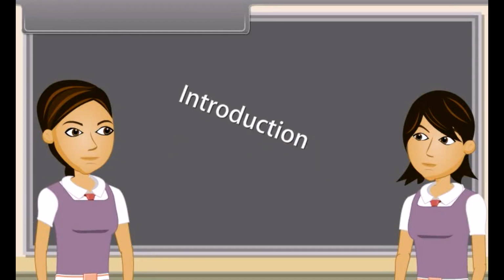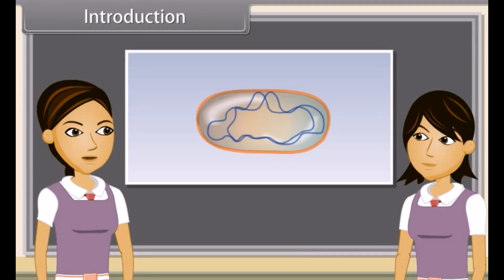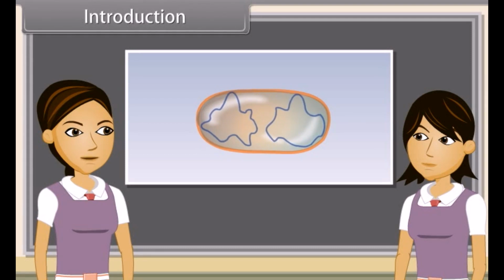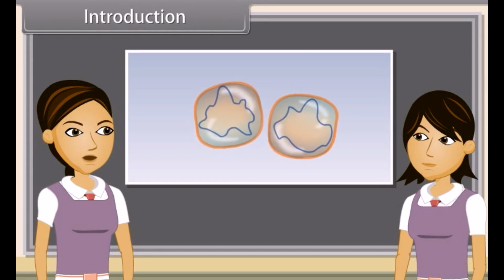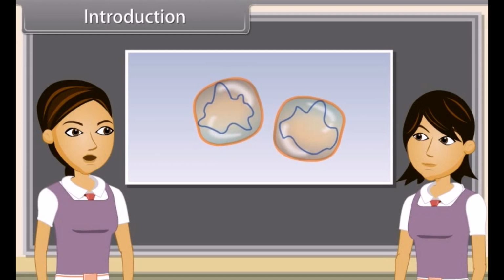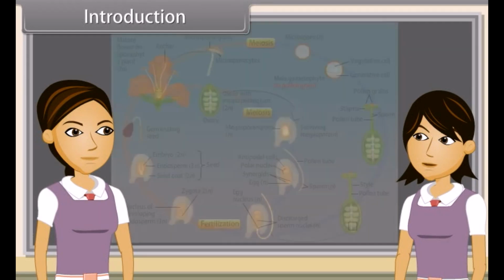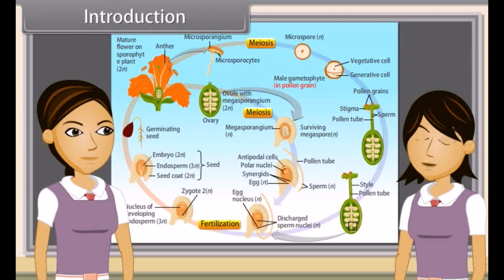Introduction. As we have already discussed that reproduction is the ability of all organisms to produce young ones similar to themselves in most of characters. Yes, Madhuri, and the process which involves fusion of male and female gametes to form a new individual is known as sexual reproduction.